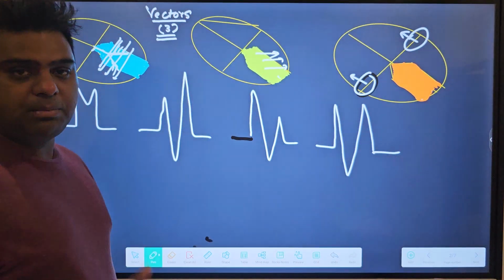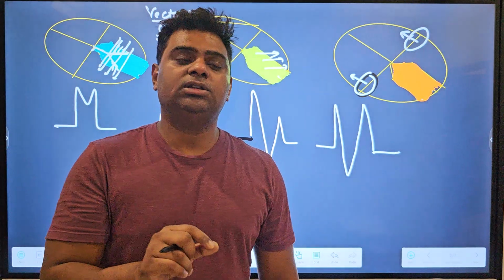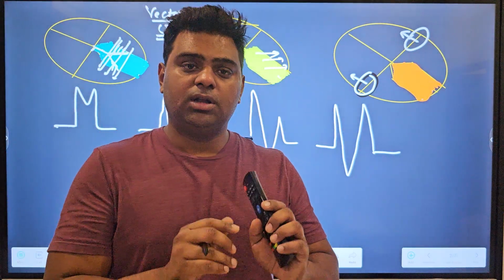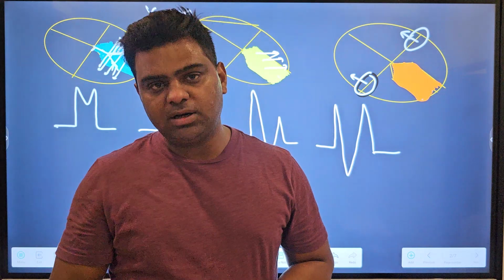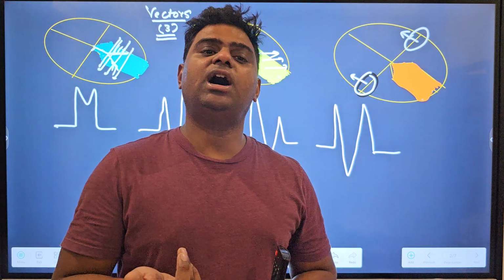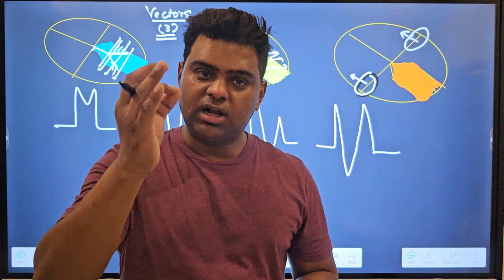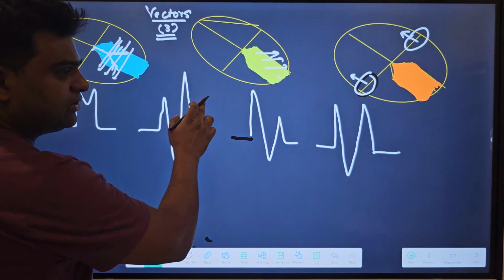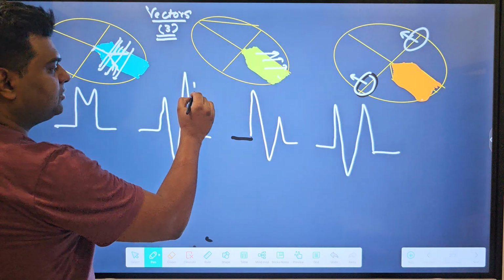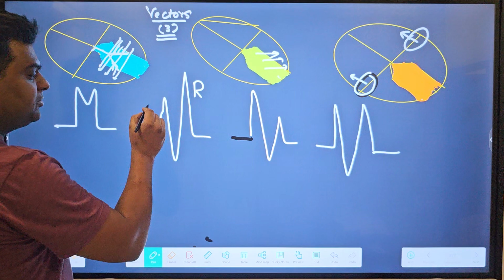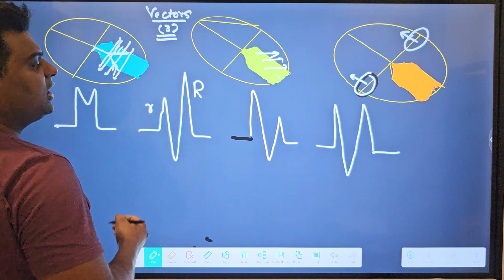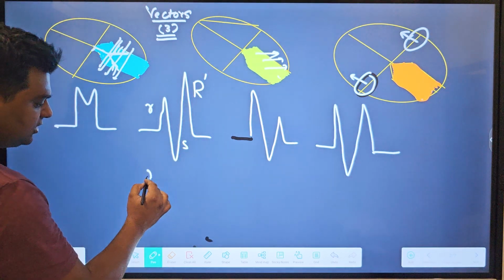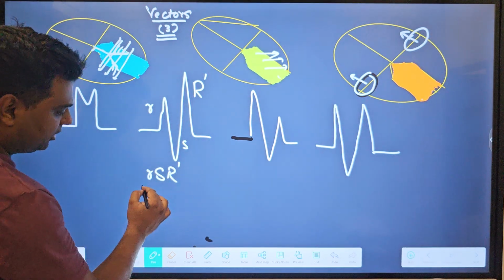Okay, so always remember 2 points. The first, if there are two R waves, the R wave which is bigger in size will be denoted by a capital letter. Second, the second R wave will be denoted by R dash. So if we see this, which one of them is bigger? This. So this will be represented by capital R, and this will be represented by small r. This is the second R wave, therefore it will be represented by a dash, and this is an S wave. So this will be called an RSR dash pattern.